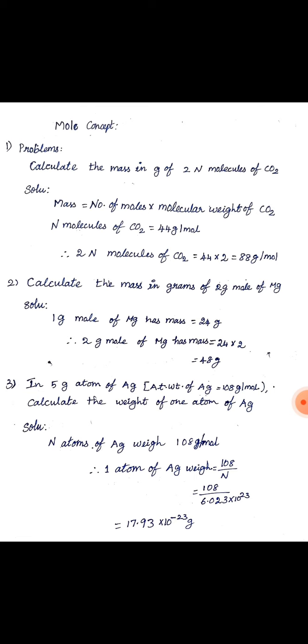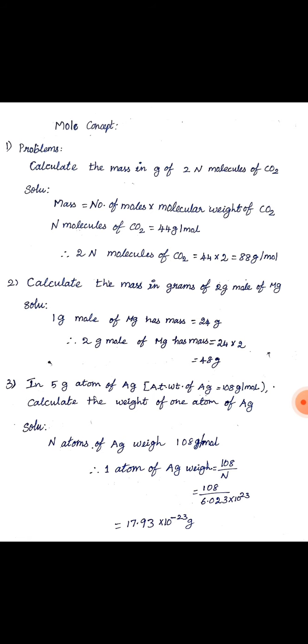Then the second problem: calculate the mass in grams of 2 gram mole of magnesium. For this, first step we should write: 1 gram mole of magnesium has mass 24 grams. Therefore, 2 gram mole of magnesium has mass 24 into 2. What is the answer? We will be getting 48 grams. That's a simple problem only. Practice more and you can score more marks.